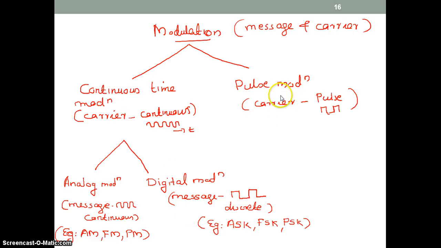Now comes the classification of pulse modulation. Pulse modulation is where carrier is pulse, and again based on the nature of your message signal it can be classified into two types. One is where message is continuous in nature. It is called analog pulse modulation. That means your message is continuous, like this.